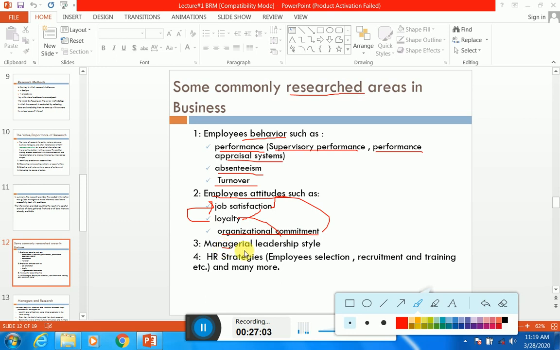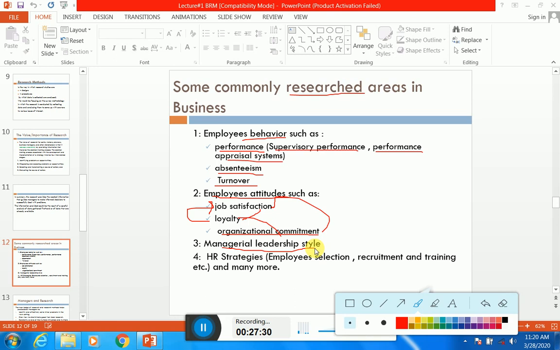After that we have managerial leadership styles. Managers are sometimes known as situational leaders. Now managers or leaders, they know the real situation of their organization. They have to understand which managerial or leadership style is appropriate for their own environment.